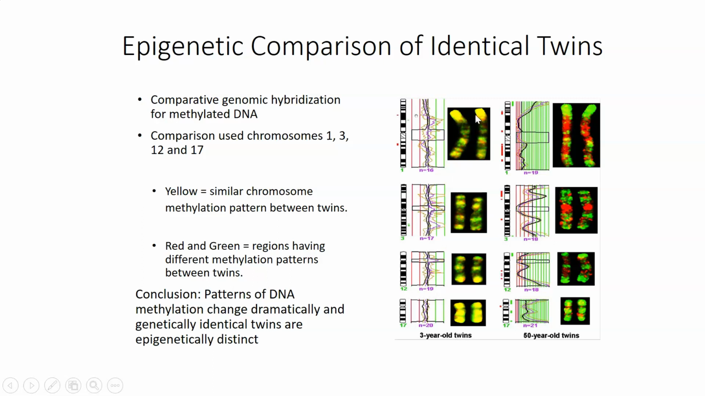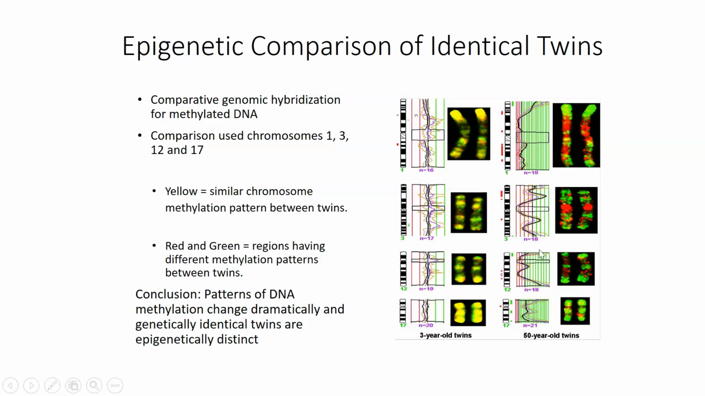You can see chromosome number 1 here is mostly yellow. There's a region where there's not much staining at all. I'm not sure what that means, to be honest with you. There are some limited sites in green and red, indicating some differences, but also another yellow region here. Chromosome 3, there's some green, but also some yellow. Chromosome 12, lots of yellow, very few spots of green and red. And chromosome 17, almost completely yellow.